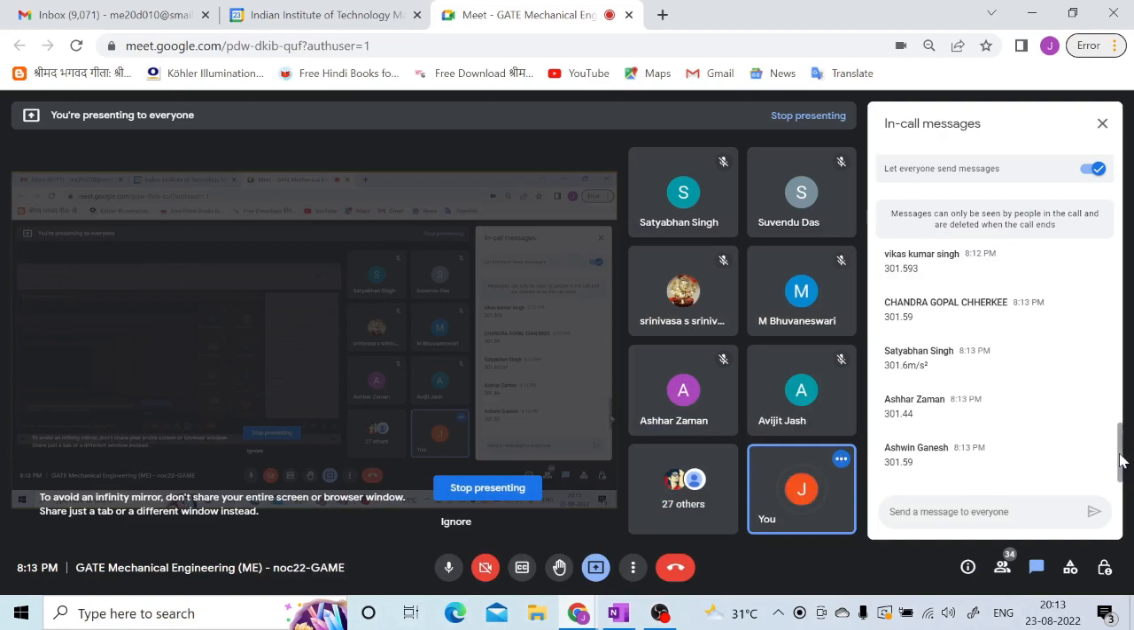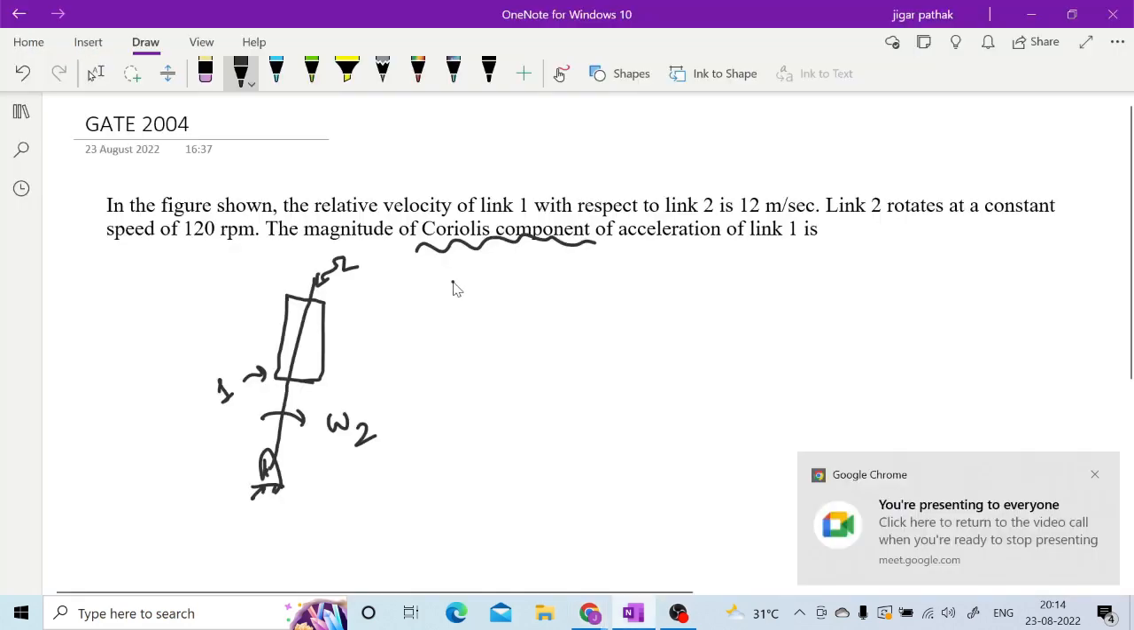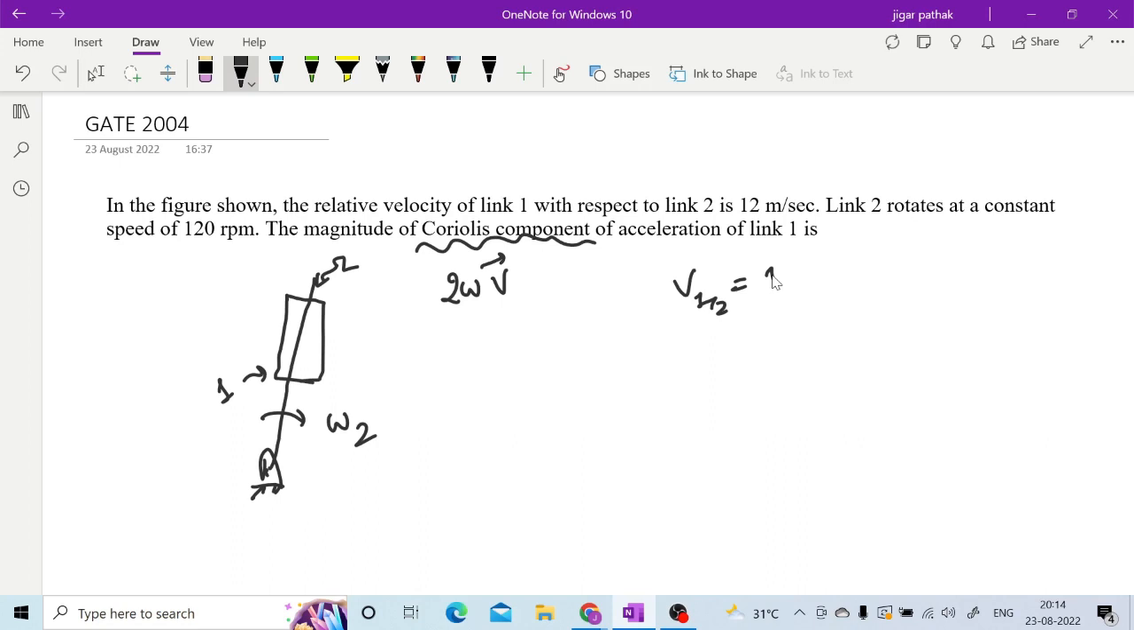Yes, so many correct answers are there. Some wrong answers are also there. So basically what you are going to do is calculate the Coriolis component, which is nothing but 2 omega v. Here v is given directly, v of 1 with respect to 2 is 12 meter per second. Now omega, how will you calculate? From the rpm, 2 pi n by 60. So you will have something like 4 pi, I guess.